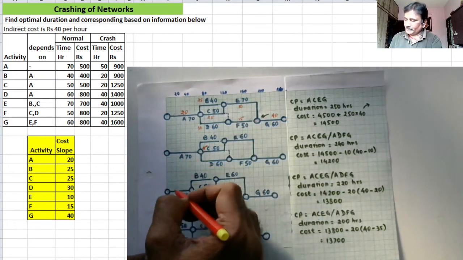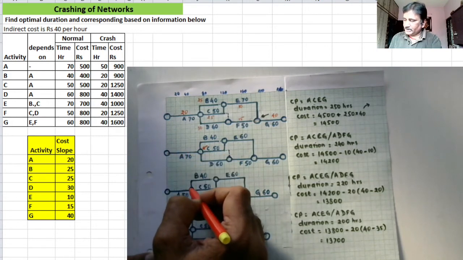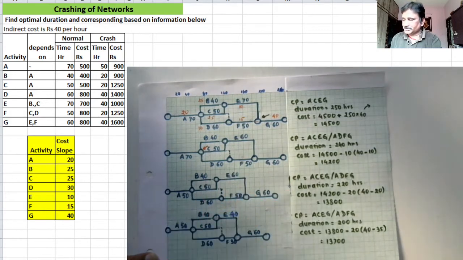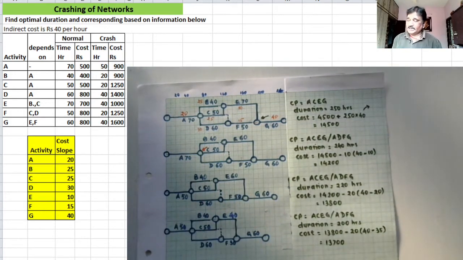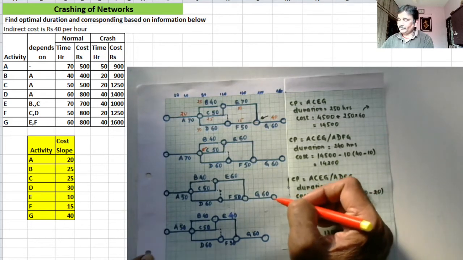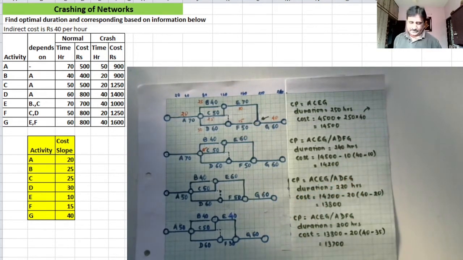Okay, I have drawn 50, and from this point the whole thing ahead I have reproduced here. Now the project is getting completed in 220 hours because 20 hours I have saved here. Okay, from 240 I am reducing the duration to 220 hours.